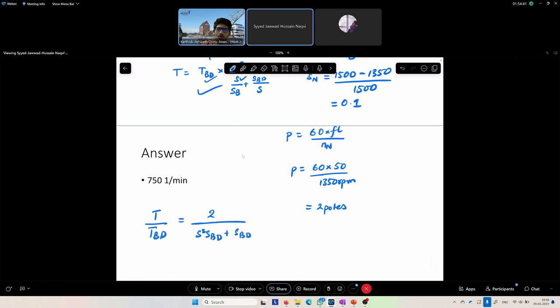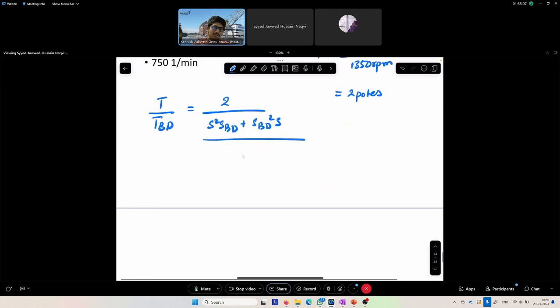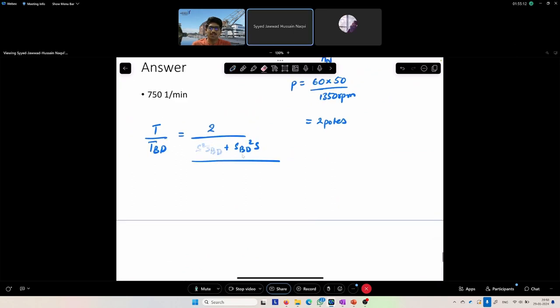No! What are you doing? It's just this. S square plus SBD square. Why will there be a third term? Why is it S square SBD? Because you're just cross multiplying, right? So it's just S square on the left side, SBD square on the right side. Denominator is S SBD. That's all. Okay, if you say so. Why do you think it will be like this? You just cross multiplying.